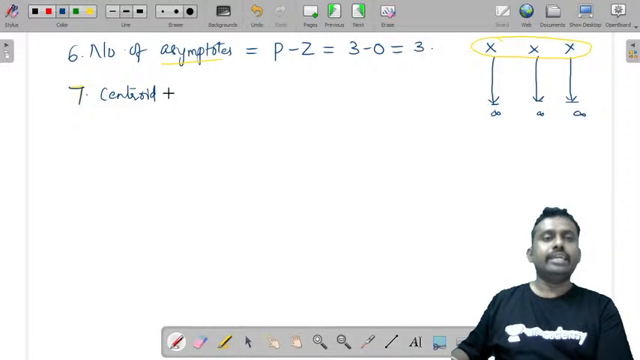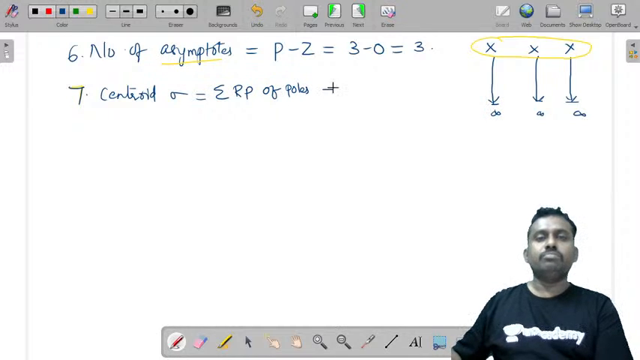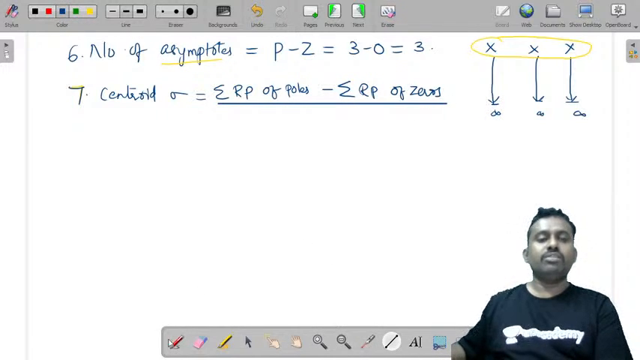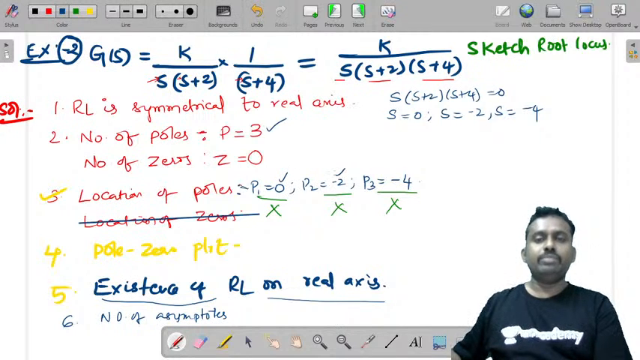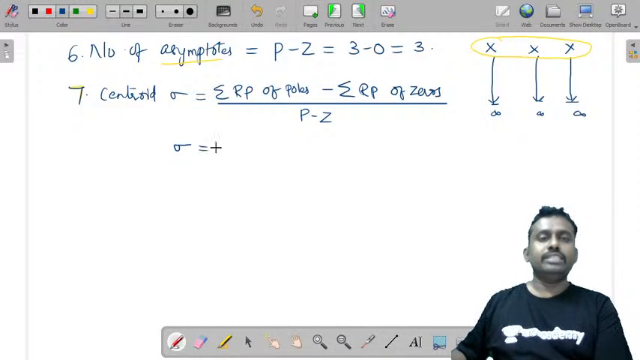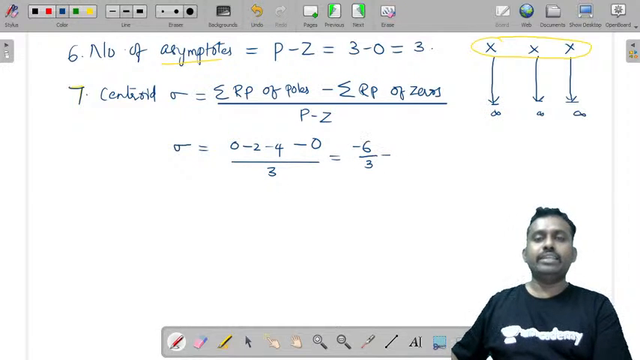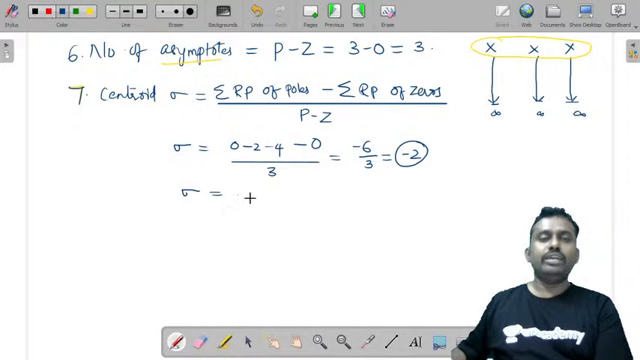What is the centroid? Sigma is equal to the sum of real part of poles minus the sum of real part of zeros, divided by P minus Z. See, you don't have imaginary parts in this. You have 0, minus 2, minus 4. So sigma is equal to 0, minus 2, minus 4, the sum of real part of poles, and you don't have any zeros. P minus Z is 3, so it is minus 6 by 3, which gives you minus 2. What is the centroid? It is minus 2.